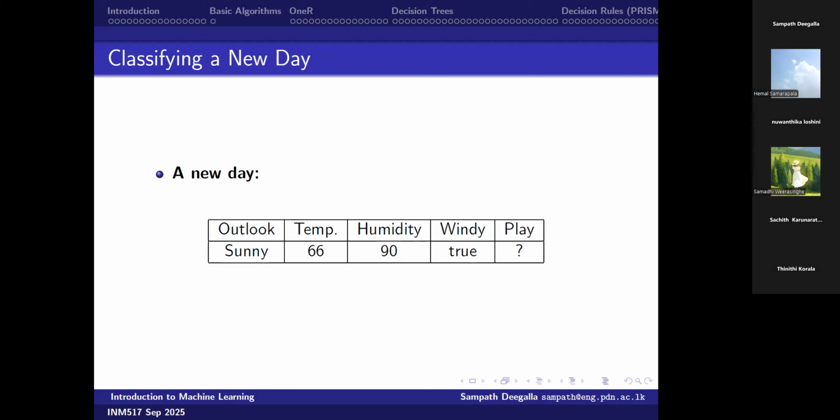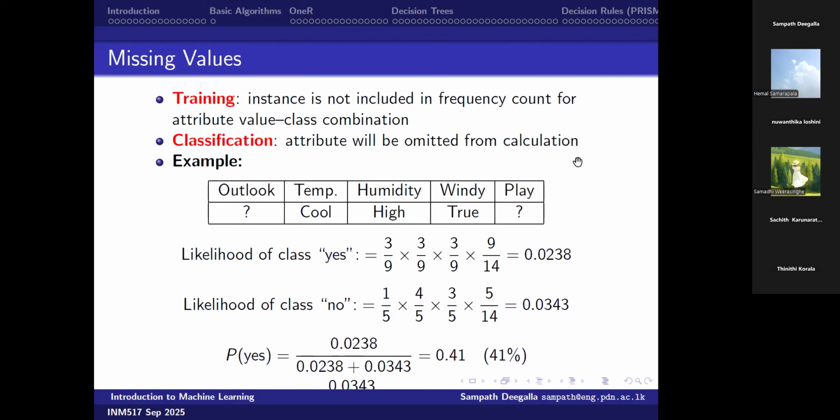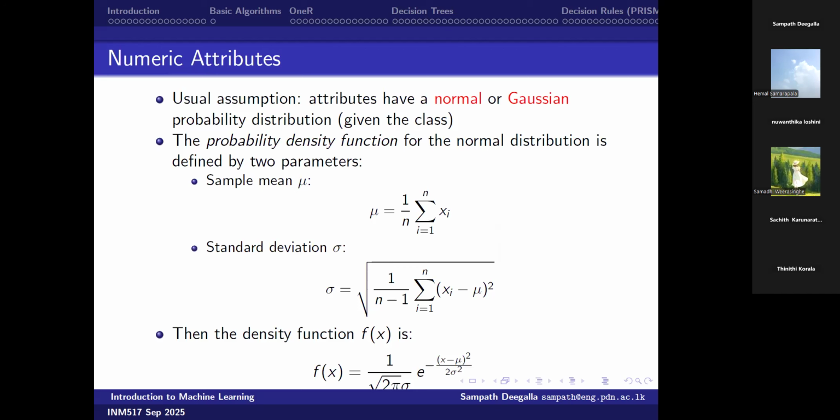In this particular case, Outlook we have nominal data, that means labels. Windy also we have nominal data. But for temperature and humidity, we have numerical data. So if you have numerical data, we have a different way of calculating probabilities. So let's see how we can do that. When you want to find out numerical attributes, first of all, we are going to assume the attributes have normal or Gaussian probability distribution. So that's the first thing.